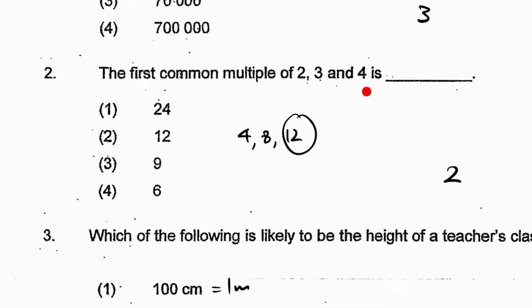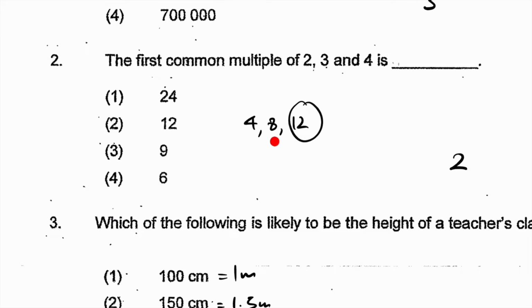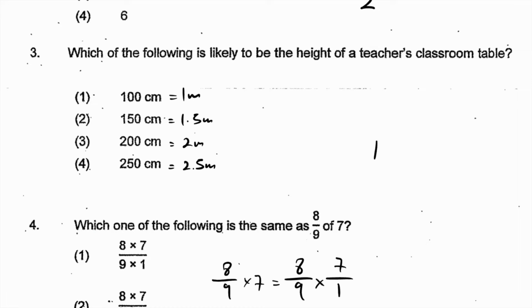So again, to save time, I just list the multiples of the number that is the largest, and then check one by one if they are multiples of all the numbers that we want. Question 3, no working required. Which one is likely to be the height of a teacher's classroom table? The height. So when seated down, I don't think you want a table to be 1.5 meters tall, or 2 meters tall, or 2.5 meters tall. When seated down at the table, I believe the height should be number 1 meter tall. In fact, most of the time it's slightly under 1 meter.